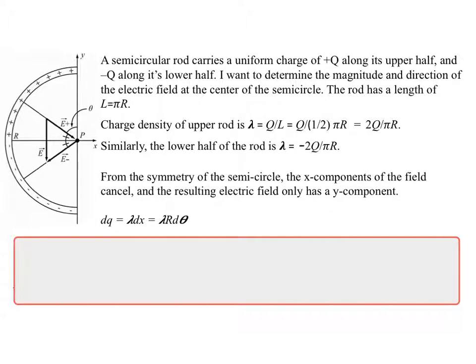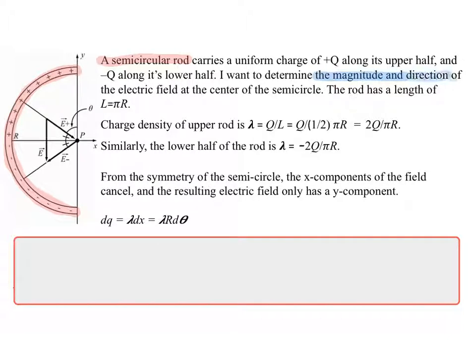So we have this semicircular rod here that somehow we've managed to charge the upper half positive and the bottom half negative. Okay? There's surely a way to do that and join them together. Plus Q on top, minus Q on the bottom. And so what we want to do is, what's the magnitude and direction of the electric field at the center of the semicircle?